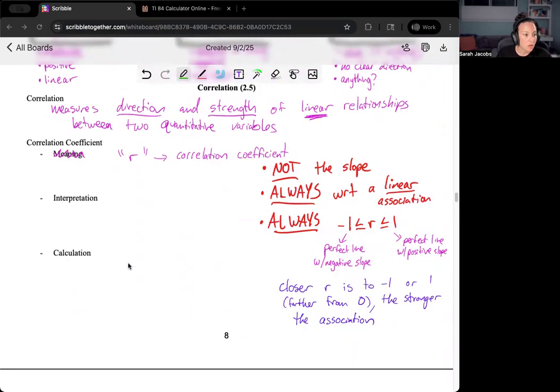Okay. So, for the interpretation, it's very, very important to note, and you've heard me say this, and I will say it again. Correlation is not causation.